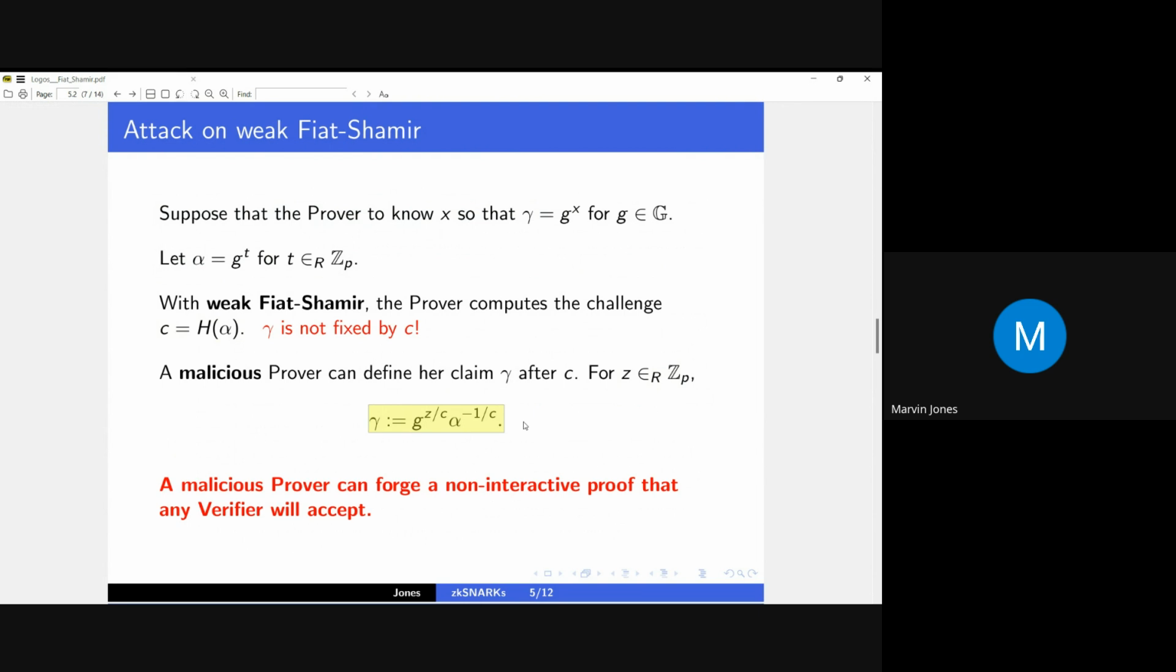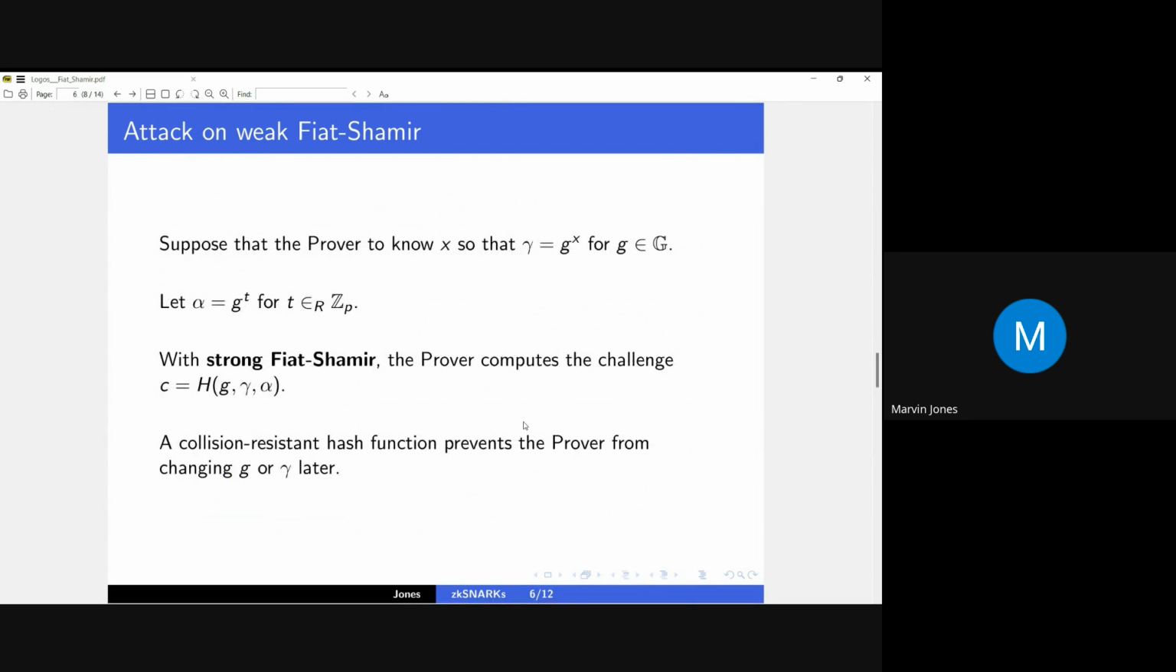So that's a problem. Now, if we do this properly with strong Fiat-Shamir, then what's going to happen is we're going to include both G and gamma. And once we've included both G and gamma into our hash, this will prevent any cheating, because the hash function should be collision resistant, at least taking a cryptographic hash function. So that's going to prevent any kind of working backwards that we were able to do with weak Fiat-Shamir.